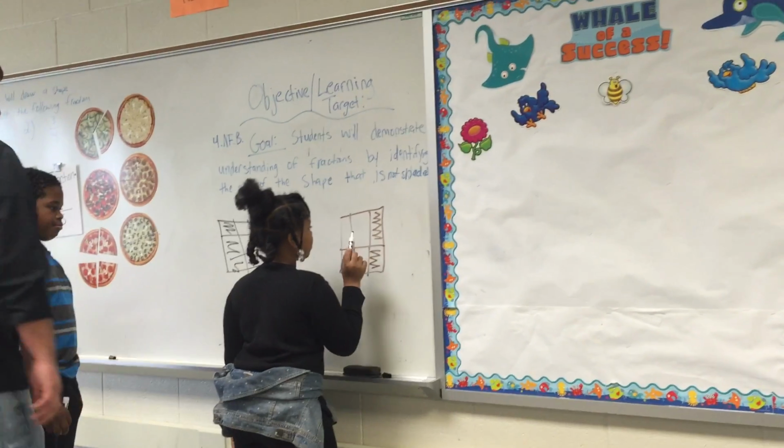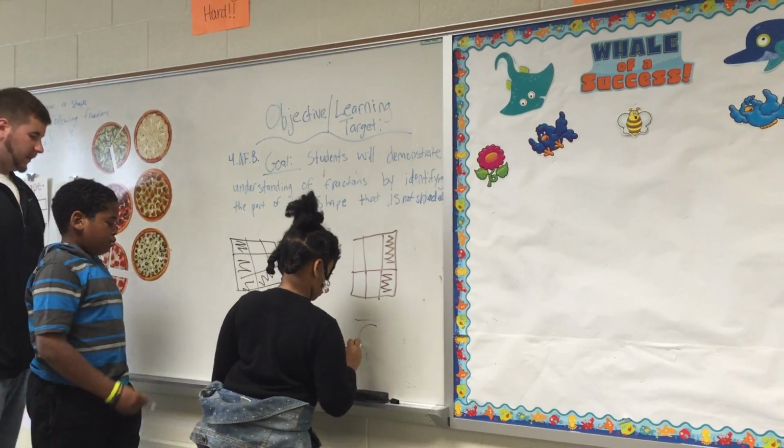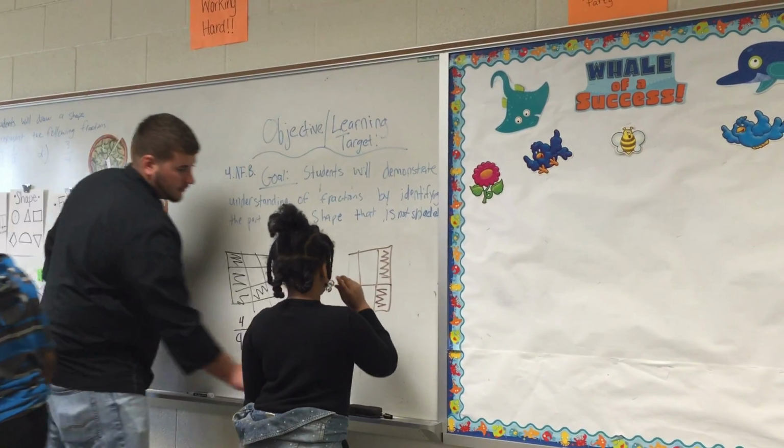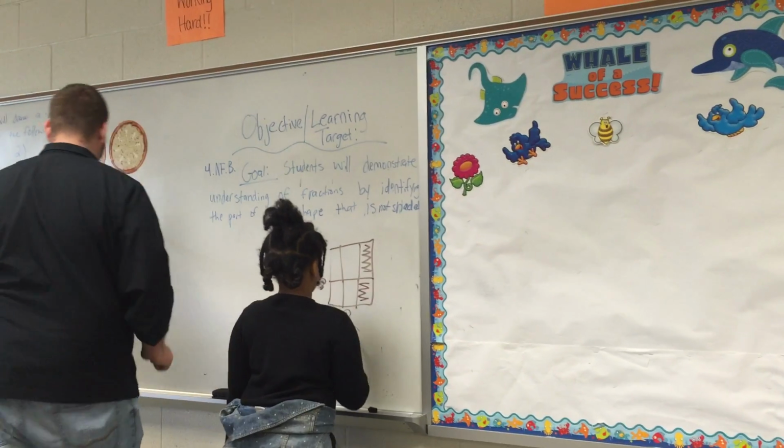You got 4 out of 9, Mario. How did you get that? Because there's 4 shaded and 9 squares. Good job. Go ahead, take a seat for me. Alright, Dominic, and you will be our last example for today.